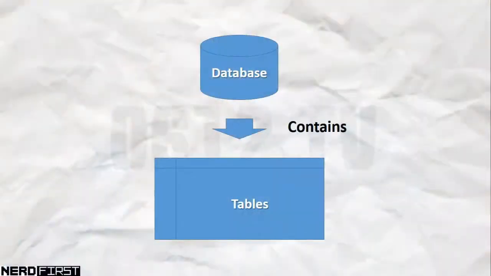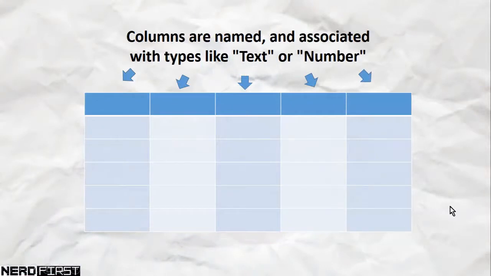Essentially, a database contains one or more tables. Every table has some columns in it, obviously, and each column is assigned a particular type. This is quite similar to data types in programming. And of course, you name each column, so you know what each column actually represents.